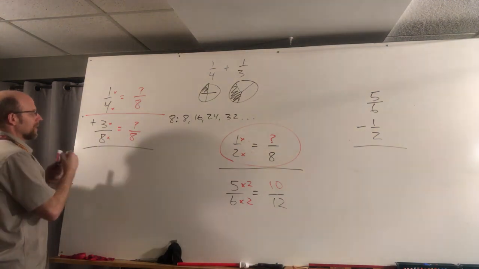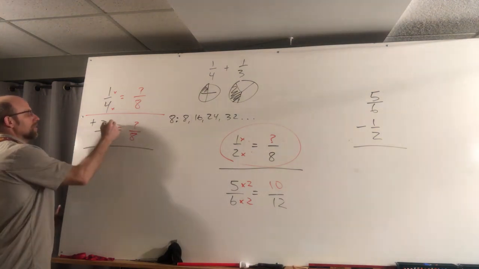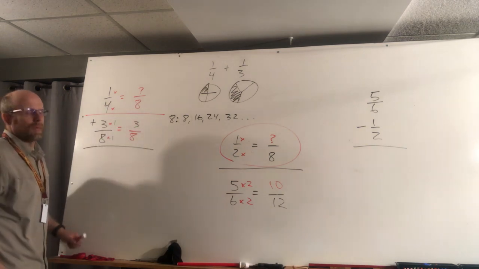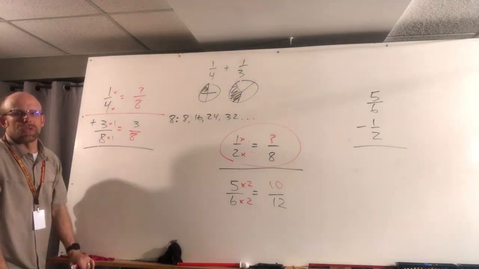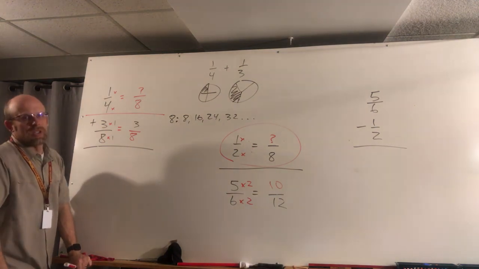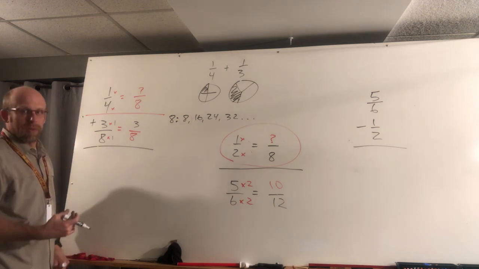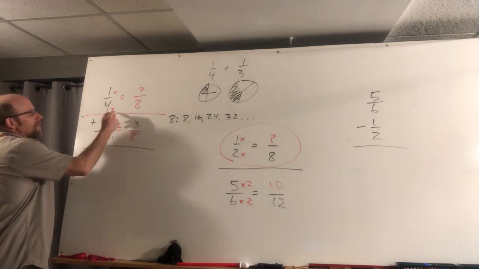So now 8 times what is 8? Well, whatever I do at the bottom, I do at the top. 8 times 1 is 8, so 3 times 1 is 3. Now, some of you guys are thinking, why did he take the time to do that? 3/8 stays 3/8, you're right. But it's good just to get in the habit of doing the right procedures over and over and over again, repetition.